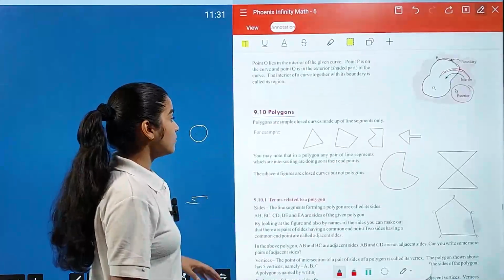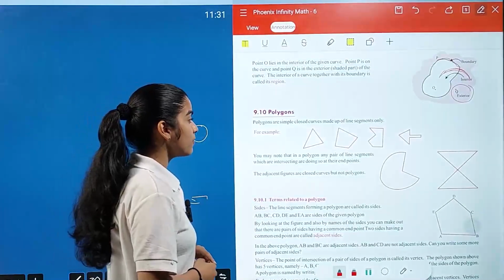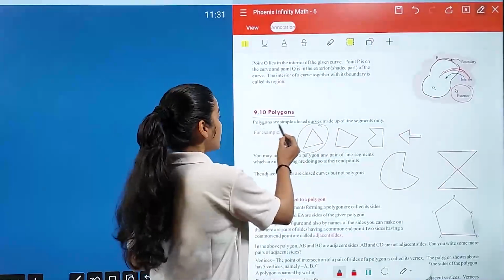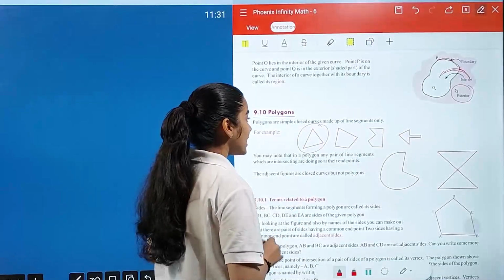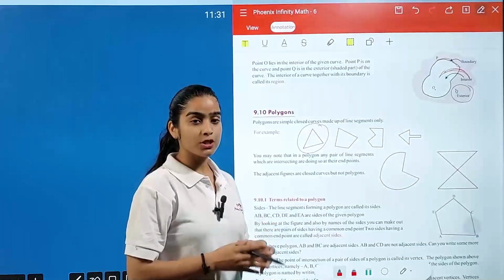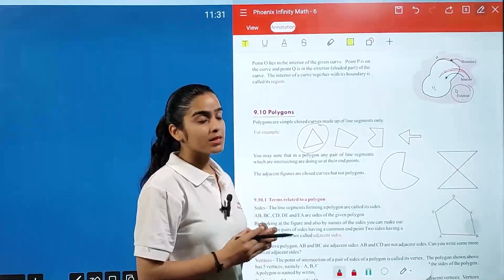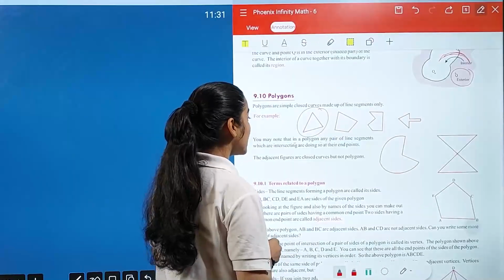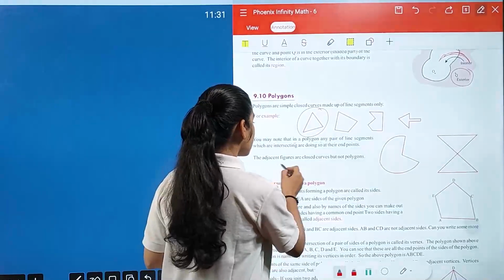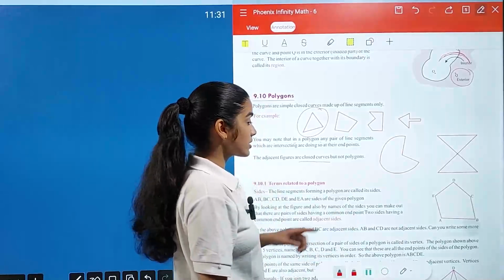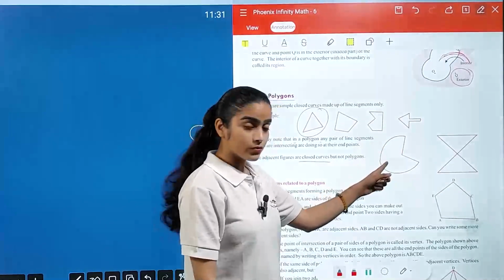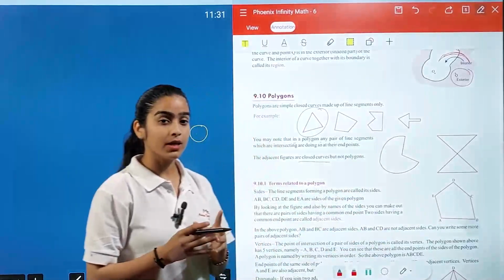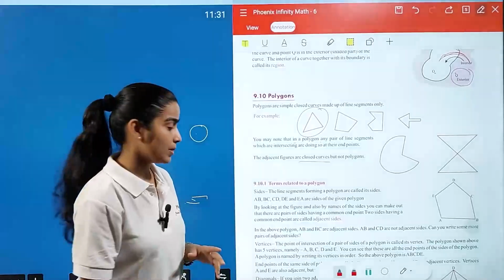After this we have polygon. Polygons are simple closed curves made up of line segments only. So your triangle, polygons are simple closed curves made up of line segments only. So when we make figures with the help of line segments only, that is called your polygon. In a polygon any pair of line segments which intersect do so at their end points. The adjacent figures are closed curves but not polygons. These are not polygons because these are closed figures but not polygons. Why? Because in this we are using curves, and in polygons we have to use only line segments to form a shape.